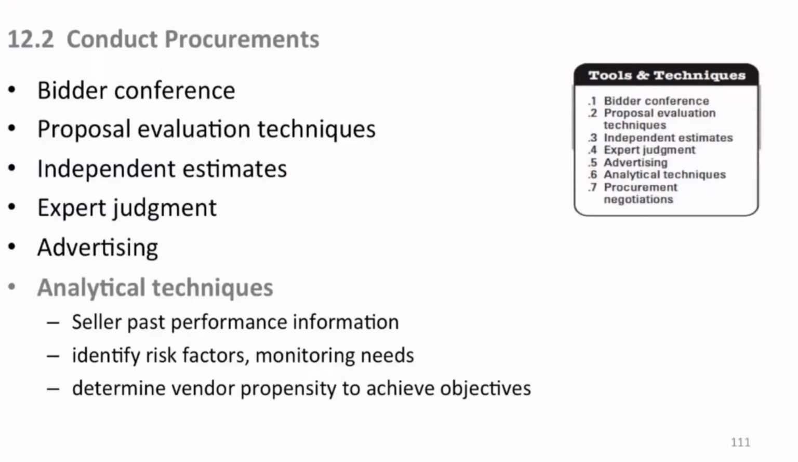Okay, here we are back to talk further about tools and techniques in our procurement management knowledge area. Analytical techniques right here. Pretty much, seller past performance information, analyze those. These are all preludes to selecting a successful supplier once we get their bids. Identify risk factors and their monitoring needs. We may have to put a permanent person in their facility to watch them build our product if that's what it takes, and of course you need your terms and conditions to allow for that. Determining their propensity to achieve objectives.